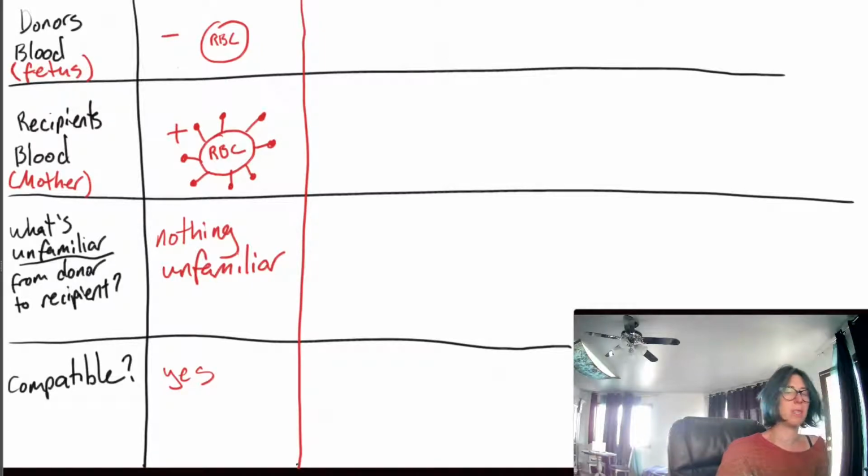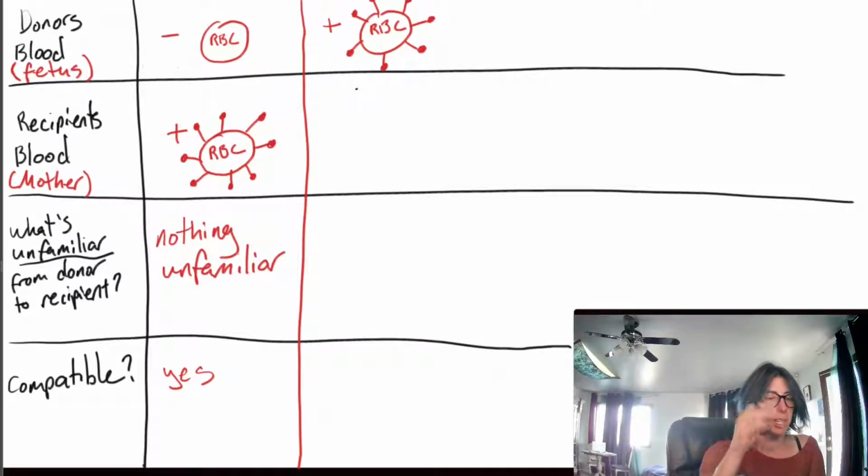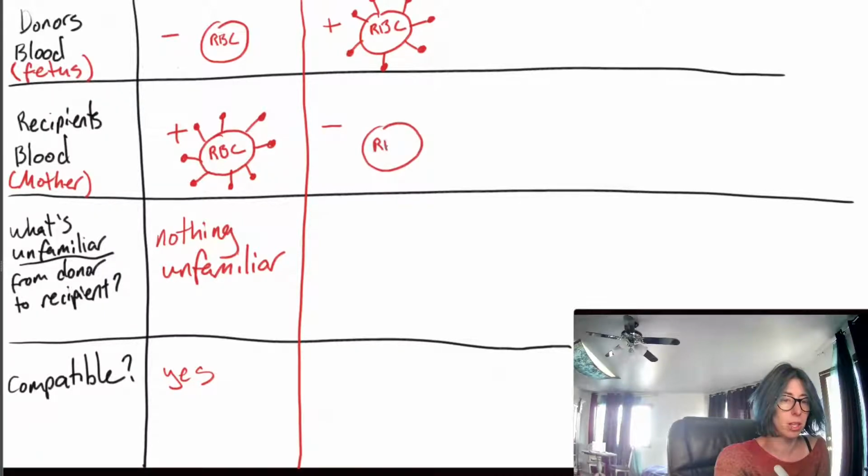But now let's look at different blood types in the opposite direction. Let's say that the fetus or the donor is RHD positive. So in this case, the fetus has the RHD glycoprotein on the surface. We can also call this an antigen, an antibody generating molecule. So they have the RHD antigen or the RHD glycoprotein. And let's now say that it is the recipient or the mother who's RHD negative, so doesn't have the glycoprotein.